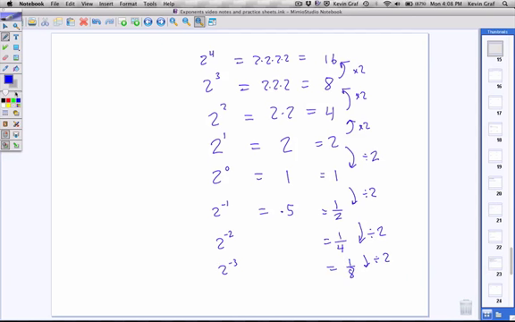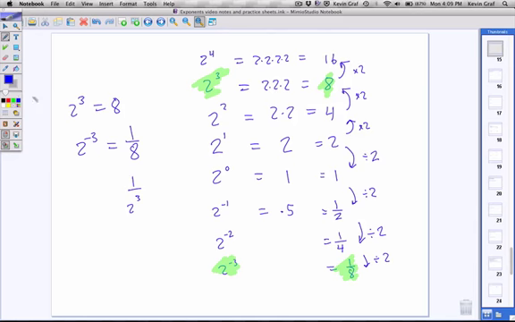If you compare 2 to the third and 2 to the negative 3, 2 to the third is 8, 2 to the negative 3 is 1 over 8. That's the pattern when you're dealing with negative exponents. Whenever you see a negative, it means you're going to flip it to the bottom of the fraction. You create a fraction, put 1 on top, and put that 2 to the 3 on the bottom. So this is just the same as 1 over 2 to the 3.